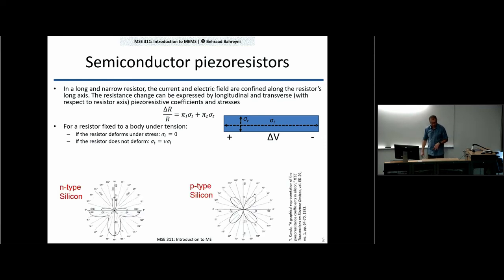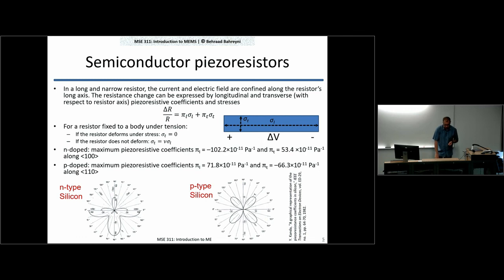And this is the variation in piezoresistive coefficients in N-type and P-type silicon. And obviously, you can see that there's a huge variation as you look at different directions. And the numbers, what kind of values we can expect for pi L and pi T for typical doping levels, they're about 50 to 100 times 10 to the minus 11 pascals.